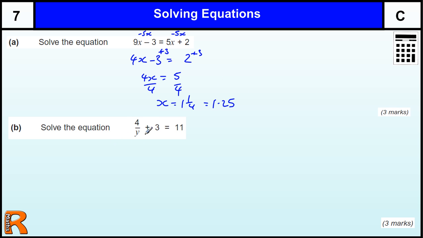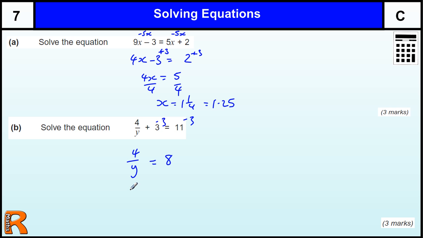Alright, solving this question, first of all we just deal with the 3 by taking it away to give us 8. And then we've got to think about 4 divided by something is 8. Now, what goes into 4 8 times? Well, that's 0.5, but a couple of techniques we could use here.